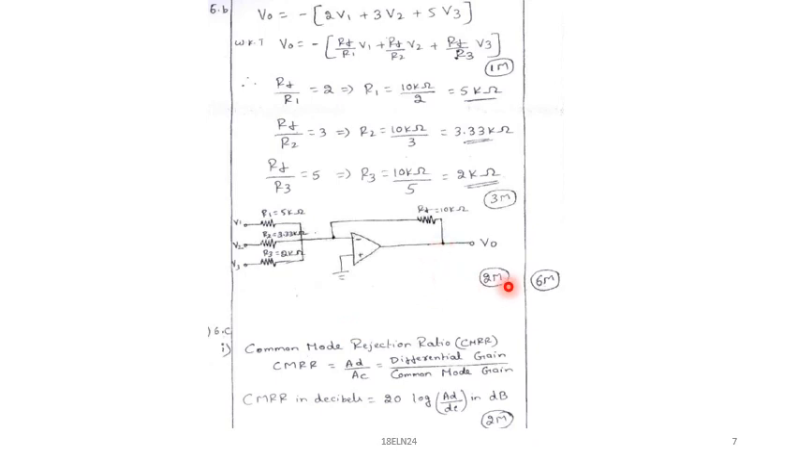And the circuit diagram is 2 marks. Otherwise, the 2 marks will be deducted. So 3 for the calculation, the expression for V0 is 1 mark, and the circuit diagram 2. So 1 plus 3 plus 2, so the total will be 6 marks.